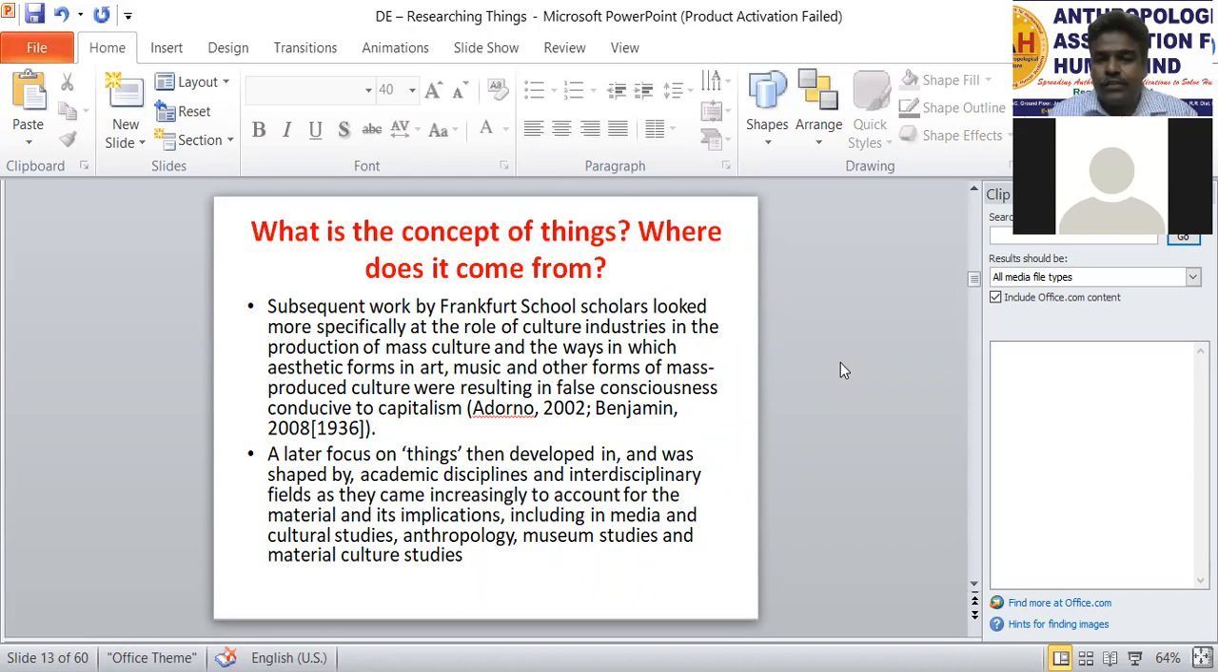A later focus on things then developed in, and was shaped by, academic disciplines and interdisciplinary fields as they came increasingly to account for the material and its implications, including in media and culture studies, anthropology, museum studies, and material culture studies.